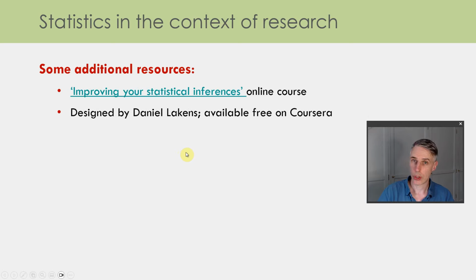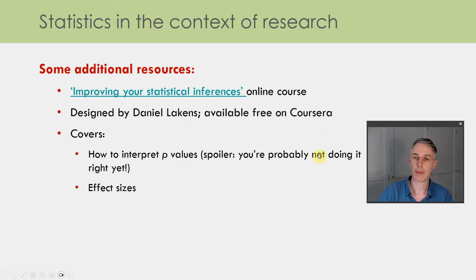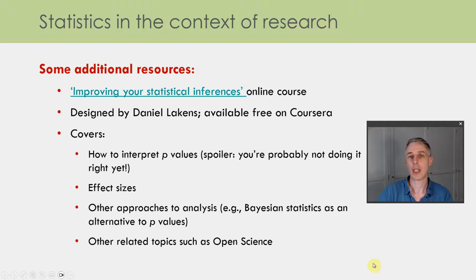One other very useful resource flagged on the LE page is Daniel Lakens' Improving Your Statistical Inferences online course. That's a completely open and free course available via Coursera. And he covers things like how to interpret p-values correctly. I guess the key thing is they are actually quite difficult to interpret correctly. He says quite a bit more than I will in this module about effect sizes. And it's also a very nice introduction to other approaches to data analysis, such as using Bayesian statistics as an alternative to p-values and null hypothesis significance testing, and also an introduction to other topics such as open science.